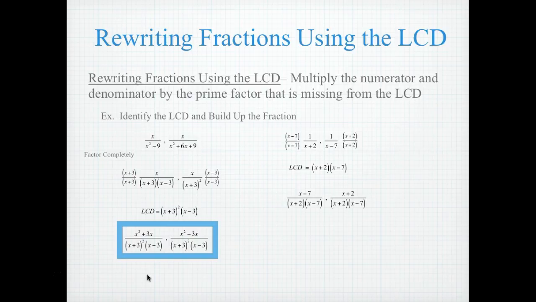Notice I didn't do any distributing in the denominator. I'm leaving the denominators in prime factored form. We're never going to redistribute in the denominator.